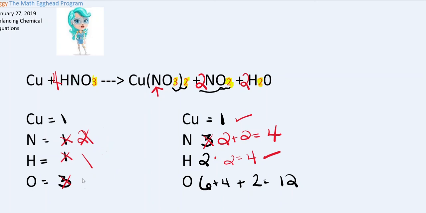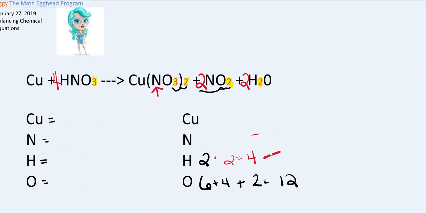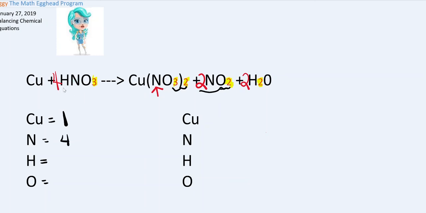So since I changed that coefficient, I feel very confident that I balanced this equation. Let me clear everything out and show you exactly how many elements and atoms we have within every molecule, and then we can see if everything is balanced correctly. Here I know that I have 1 copper, 4 nitrogen, 4 hydrogens, and 12 oxygens on the reactant side. And on the product side, I will have 1 copper, 4 nitrogens, 4 hydrogens, and 12 oxygens.